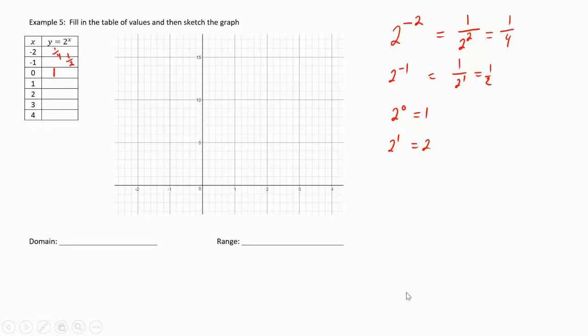Okay, so 2 to the 1 equals 2. 2 squared equals 4. 2 cubed equals 8, and 2 to the 4th equals 16. So following this, we have 4, 8, and 16. 2 to the negative 2 is 1/4. 2 to the negative 1 is a half. And this function just starts growing like this.